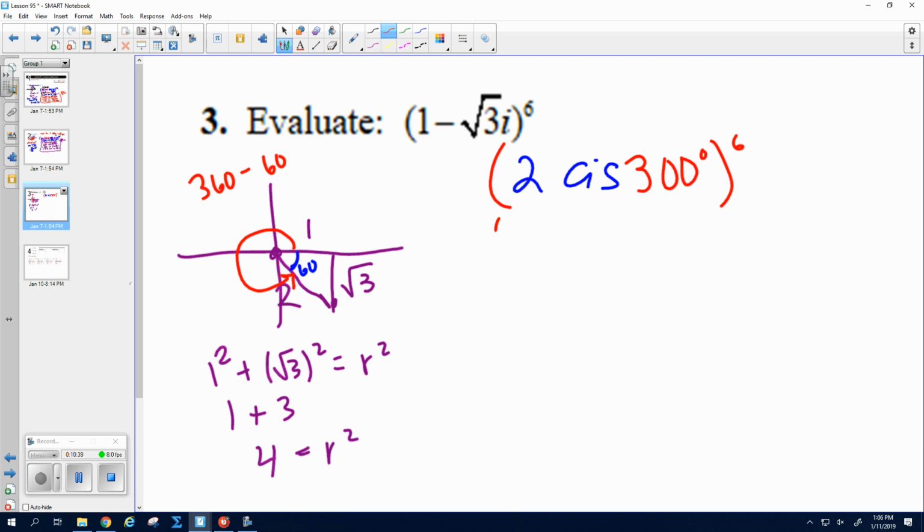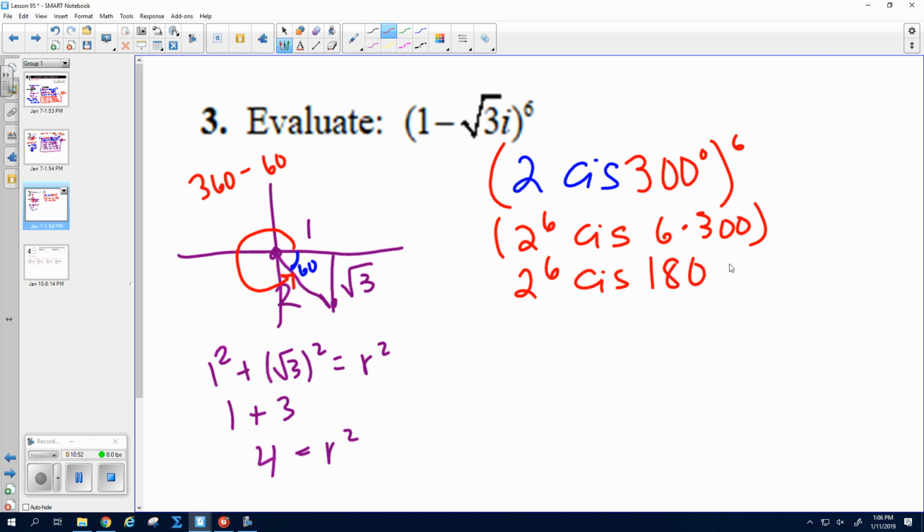And again, de Moivre says that we do 2 to the 6th cosine sine, and we multiply the 6 by the 300. And you could just leave this as 2 to the 6, and you get 1800. Now, is 1800 between 0 and 360? No. So you got to subtract 360 a bunch of times until you get within the range, or you could just know this goes in evenly, which is neat, and we get 0 degrees.